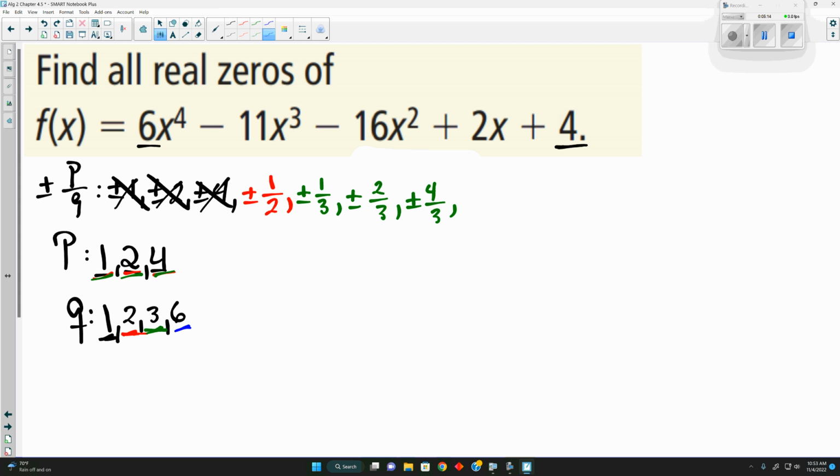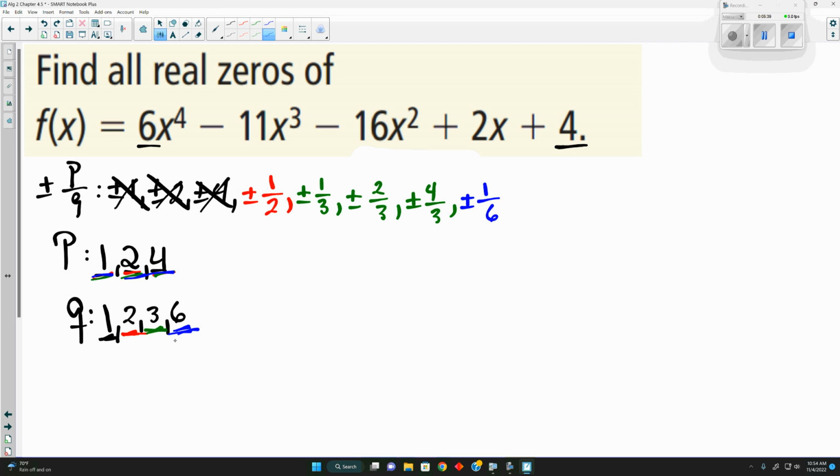And lastly, we will look at 6. So we'll have 1 divided by 6 is plus or minus 1/6. 2 divided by 6 is 1/3. 4 over 6 is 2/3. And 1/3 and 2/3 are already listed, so these are the only ones we have here.